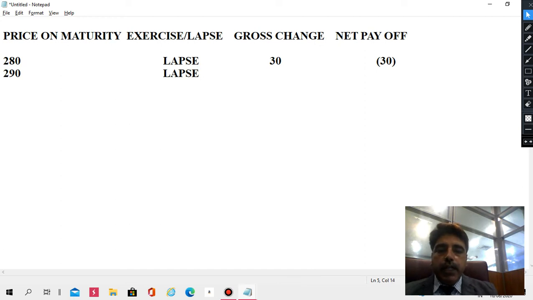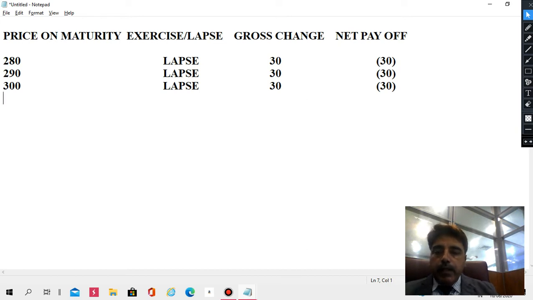What will be the gross change? Again, he will lose the premium amount, so the net effect will again be rupees 30. Now, if it goes to 300, will he exercise the contract or lapse it? Again, he will lapse because it is 300, so he is about to lose only 30 rupees. You will be surprised and will understand how this type of trading works nowadays.